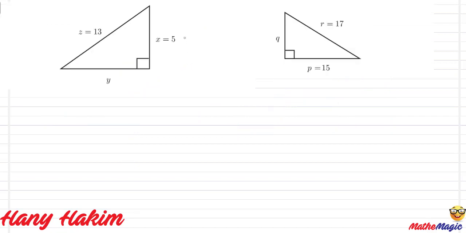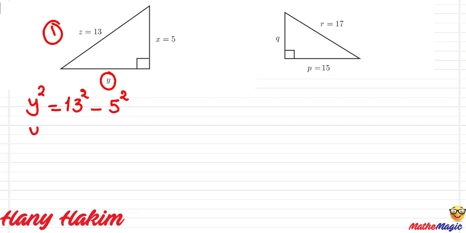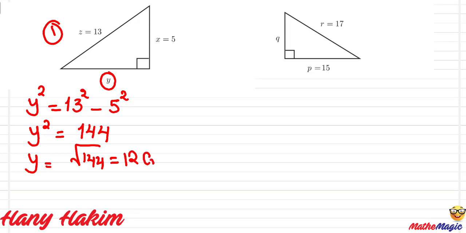For example, for the first example, he asked you to find the side referred by y. Y, this is not the hypotenuse, so do the hypotenuse power 2, which is 13 power 2 minus 5 power 2, and this will give you y to the power 2. And if you work out 13 to the power 2 minus 5 to the power 2, this will be 144. So you can get only y by getting the square root of that 144 to get 12 centimeter.